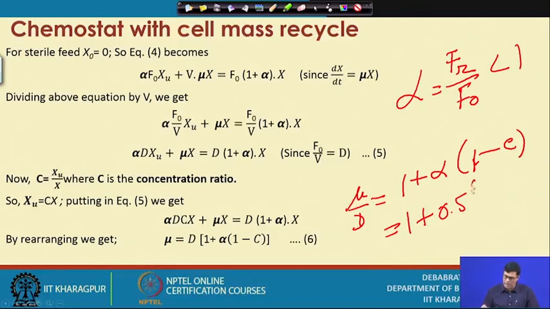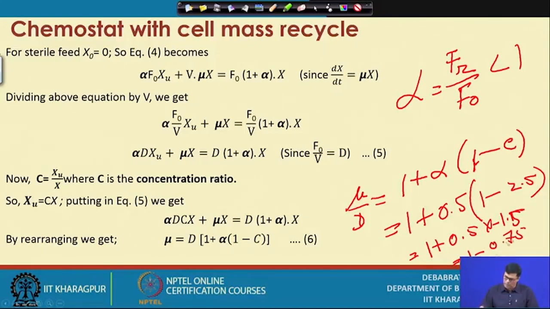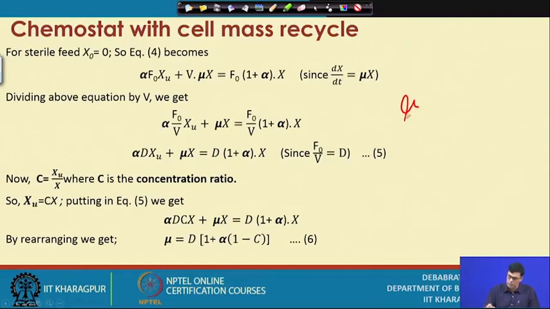Let us assume that 1 minus alpha, and I told you C always should be greater than 1. So, if we assume this is 2.5, let us assume that. Then what will happen? That 1 plus 0.5 into this will be 1 minus 1.5. How much is that? This will be out of 1 minus 0.75, am I right? So, this will be 0.25. Now, if it is 0.25, what I can write is mu by D equal to 0.25.